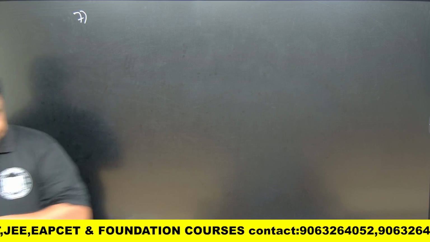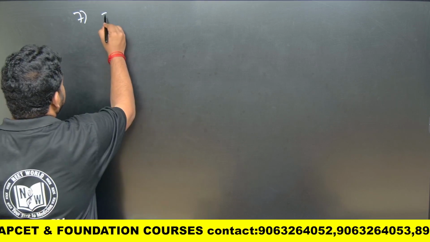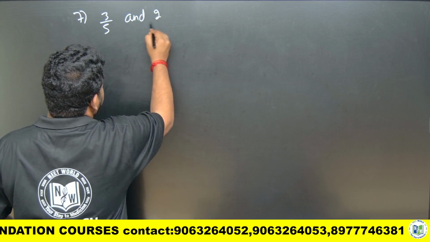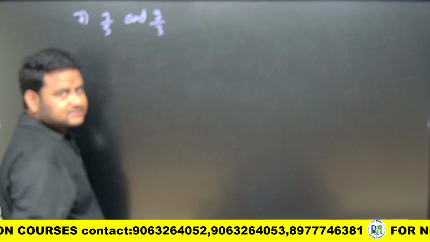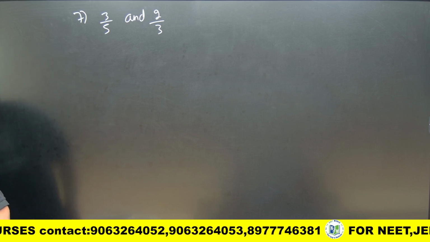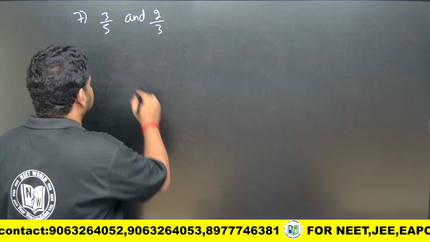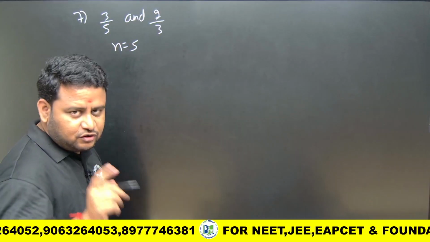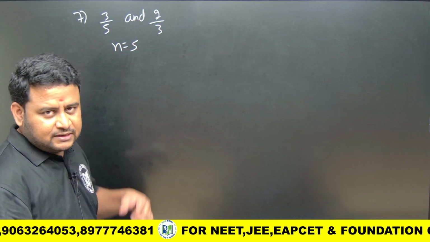Next question. The seventh question is 3 by 5 and 2 by 3. Between them, they are asking us to find 5 rational numbers, which means n will be equal to 5. Correct? However many numbers they are asking, that will become n.